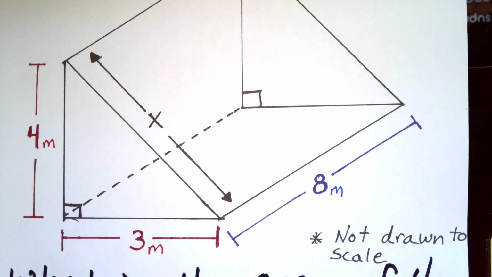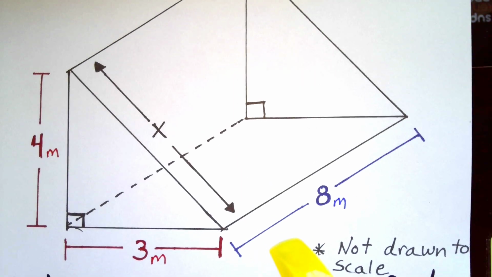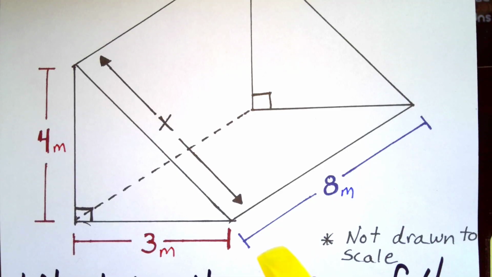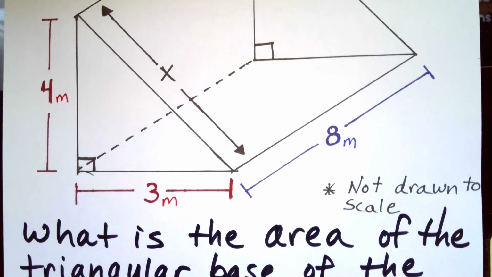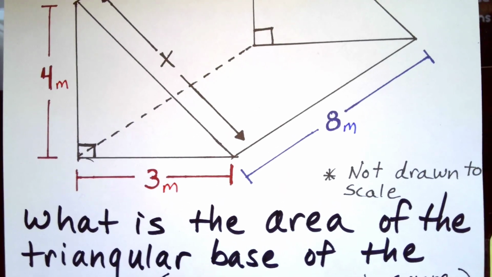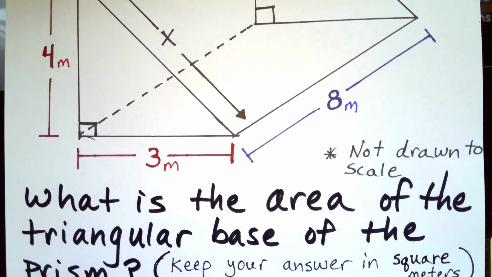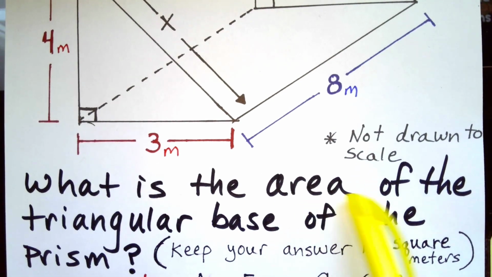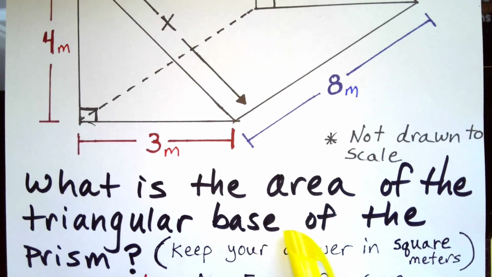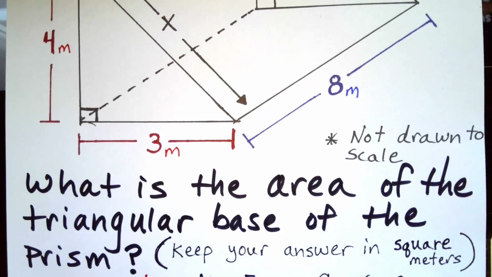In these questions, I'm going to continue to use the same values. I don't want to confuse anybody. I just want to help you understand. That's my goal with these particular videos. All right, so this particular question that you will see on your standardized assessments for your GED, your HiSET, and maybe some other exams, is: what is the area of the triangular base of the prism? This is a triangular prism. Keep your answers in square meters.